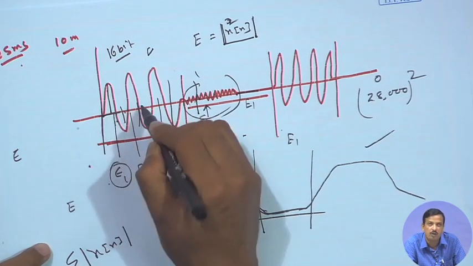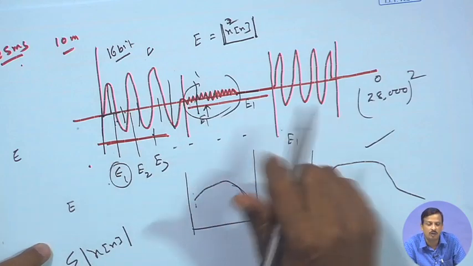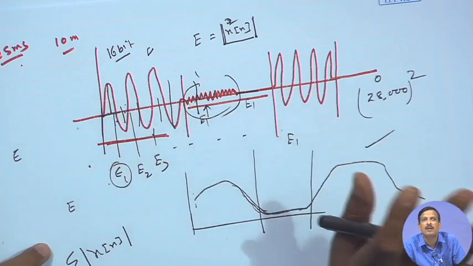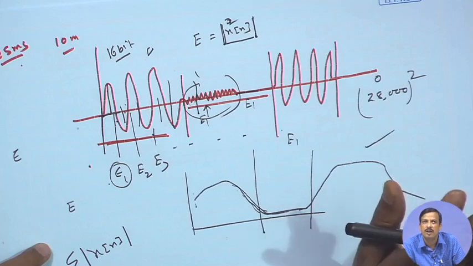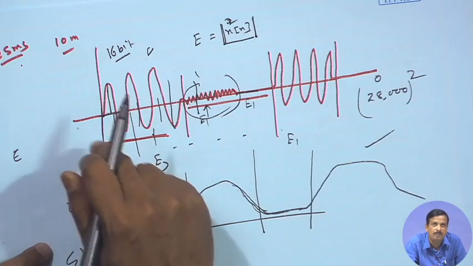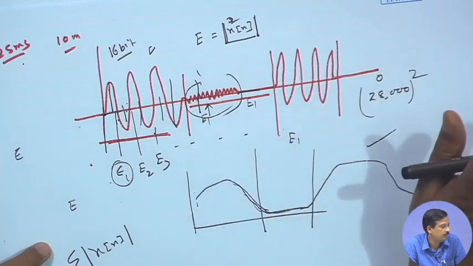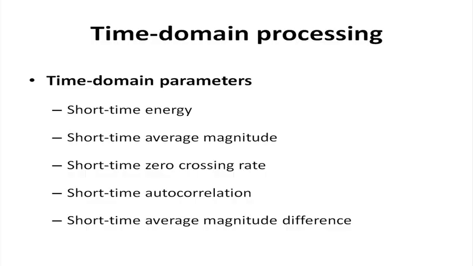So, the number of zero crossings can be one parameter, a time domain parameter. For each frame I have to extract the number of zero crossings. Then I come to short time autocorrelation, then short time average magnitude difference. Those are the parameters I can use from the speech signal, and every parameter has its own purpose also. Okay. Now, I will come to that one by one.